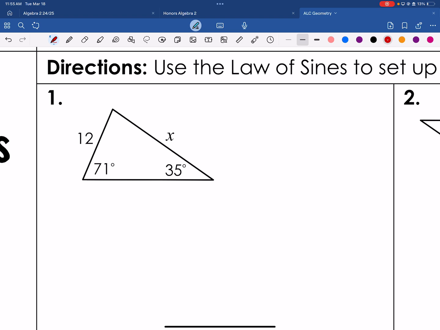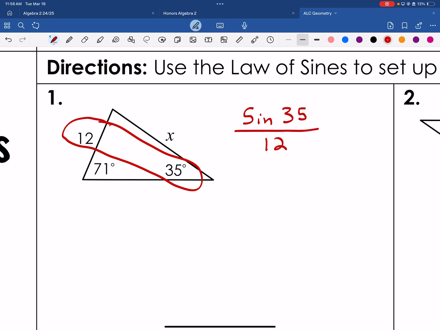First thing you have to look for is a side length and an opposite angle to put together. So if I look at 12 and 35 degrees, those are opposites of each other. We've got an angle that's 35 degrees and a side length that's 12. So I can write a ratio for that: the sine of 35 divided by 12. That's the sine of the angle divided by the length of the side.